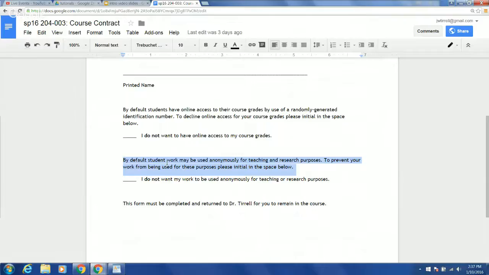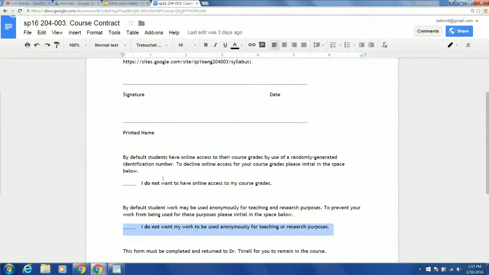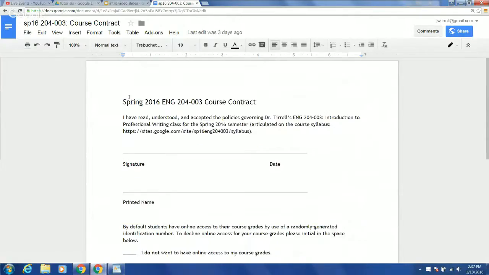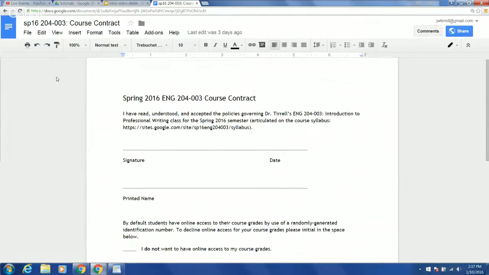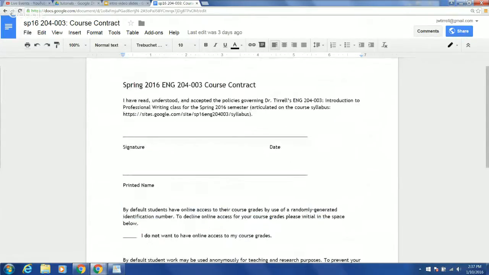Additionally, by default, student work can be used anonymously for teaching and research purposes. So sometimes I'll use student work from previous semesters as examples. Also for research in the aggregate, I use student work anonymously. If you don't want your work to be used for either of those purposes, you can initial here and opt out. So you do have to fill out one of these. You do have to abide by the policies, but you can opt out of one or both of those if you would prefer.